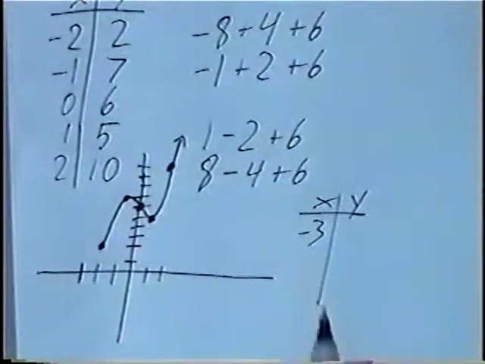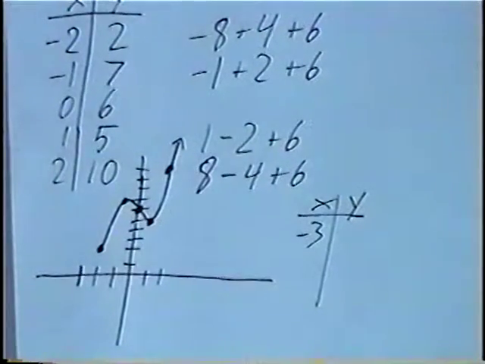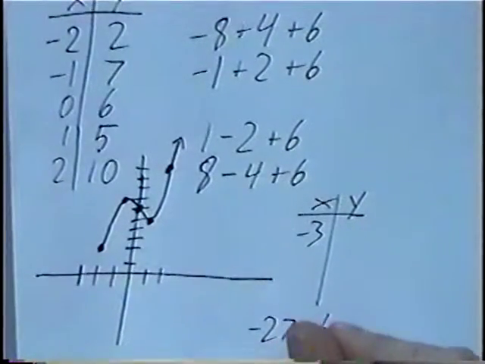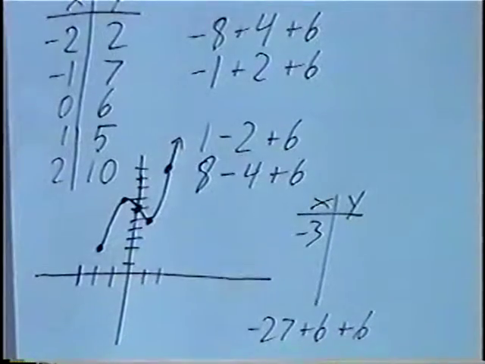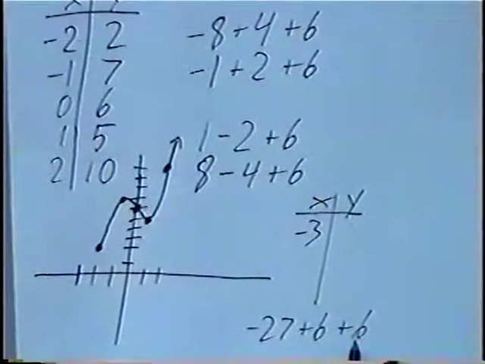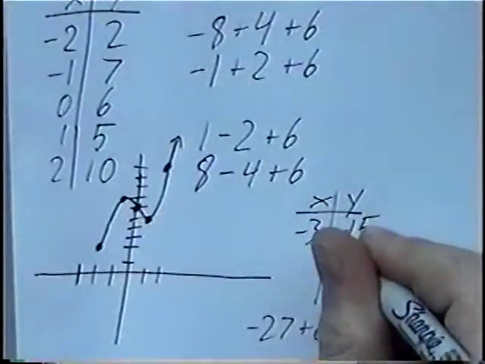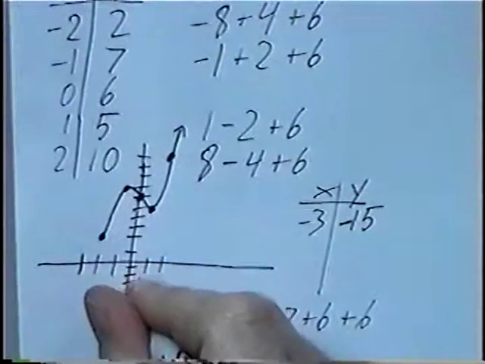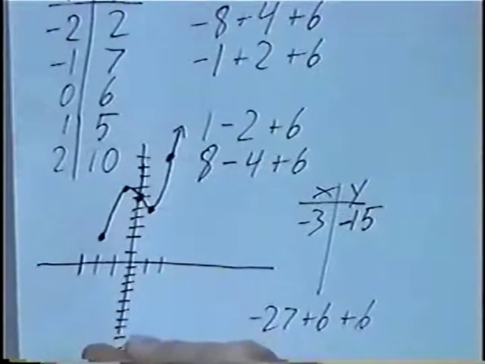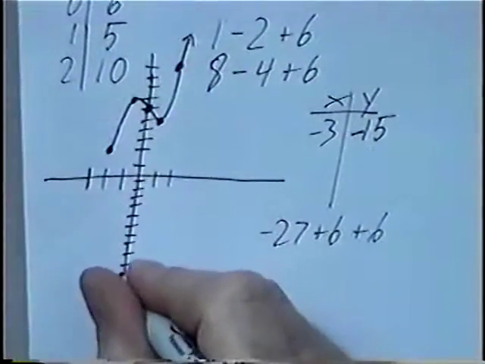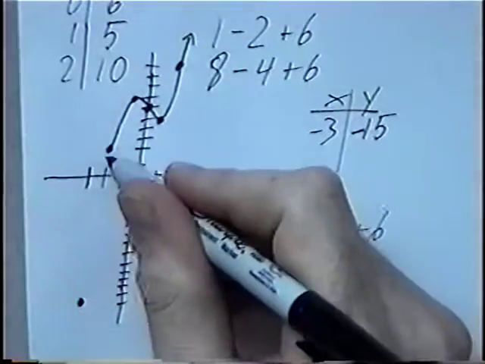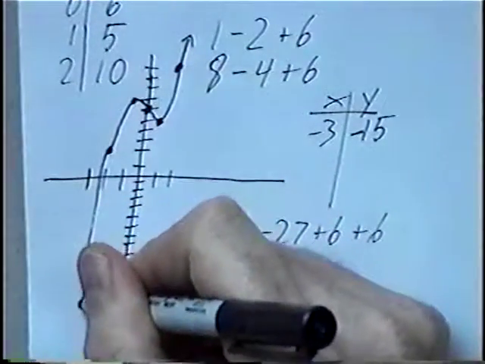If you plug a -3 in to the original equation, -3 cubed would be -27. -2 times -3 would be +6, and +6. -27 plus 6 would be -21, and -21 plus 6 would be -15. So at -3, if we drop the graph down 15 spots, we'll have another point that we can graph and connect that to our line.